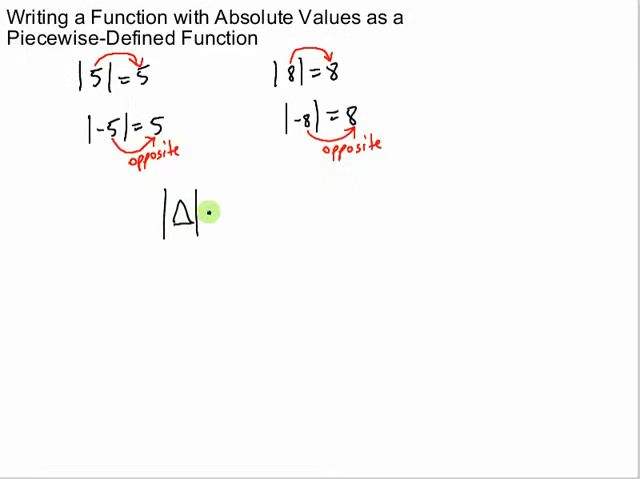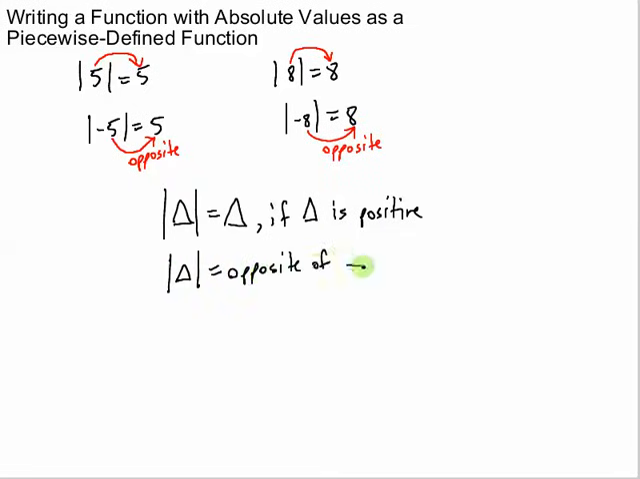the absolute value of triangle, whatever triangle may be, will be triangle if triangle is positive, right? If the number inside is positive, then the absolute value is that number or expression. The absolute value of triangle is the opposite of triangle if triangle is in fact negative. Now, how do you write algebraically the opposite of something? Well, that simply means multiply it by a negative.